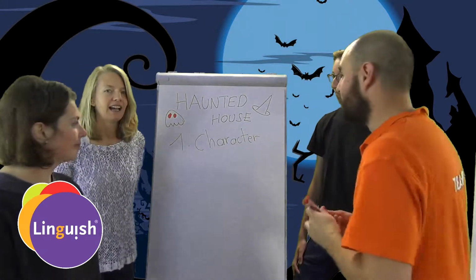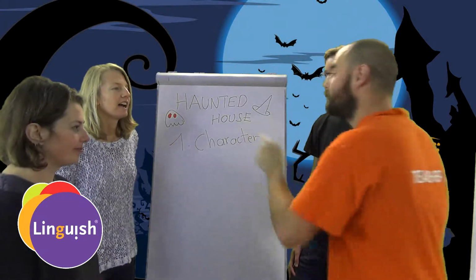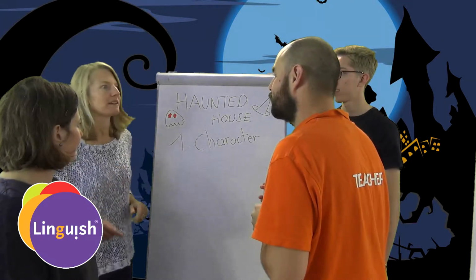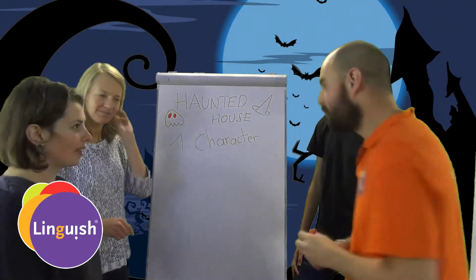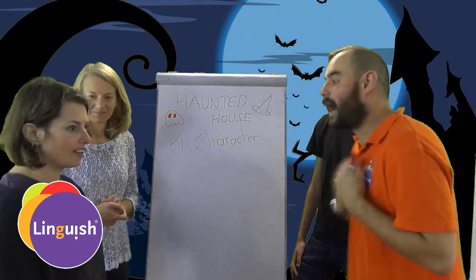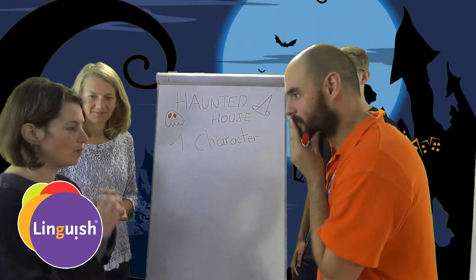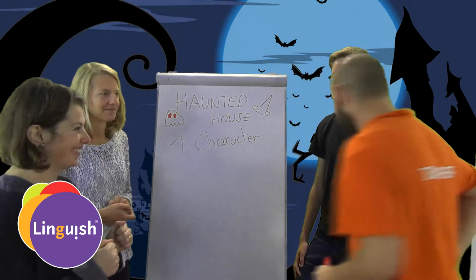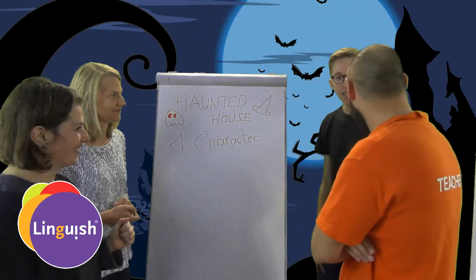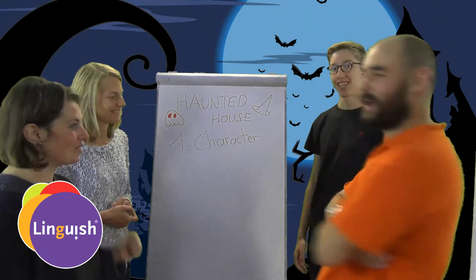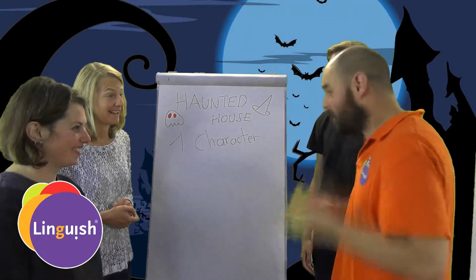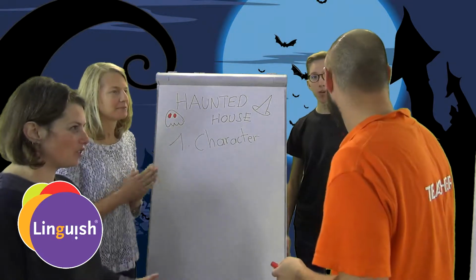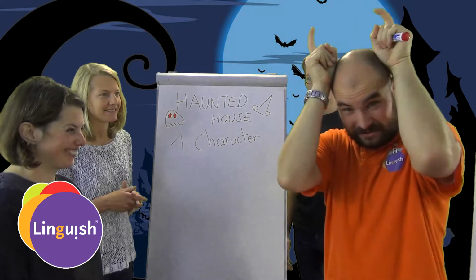Who do you want to be? I want to be a pumpkin. Okay, Heather will be a pumpkin. I want to be a cowboy. A cowboy, okay. I want to be a vampire. A vampire, okay. Ben, what do you want to be? I want to be the devil.